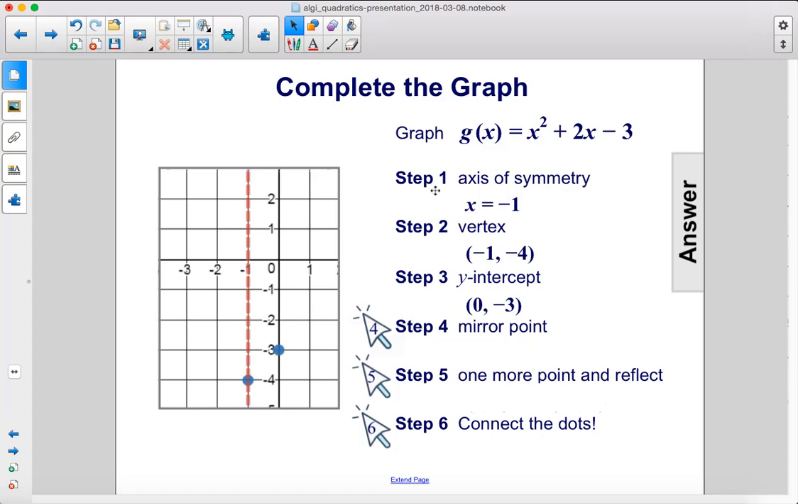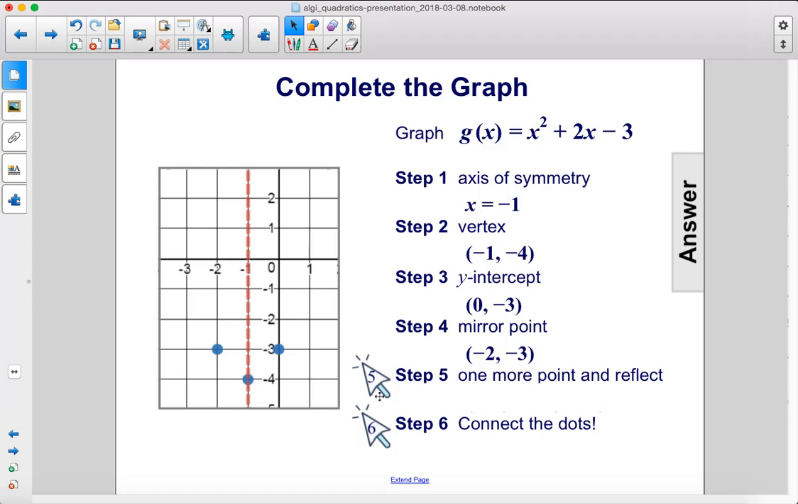Complete the graph. Alright, we have g of x equals x squared plus 2x minus 3. We already have the axis of symmetry in there at negative 1. We have the vertex at negative 1, negative 4 here. We have the y-intercept at negative 3. Now we just mirror this point. So this mirror over the axis of symmetry will be here, and that is negative 2, negative 3.